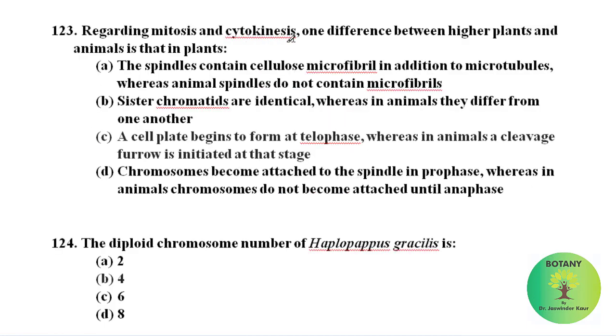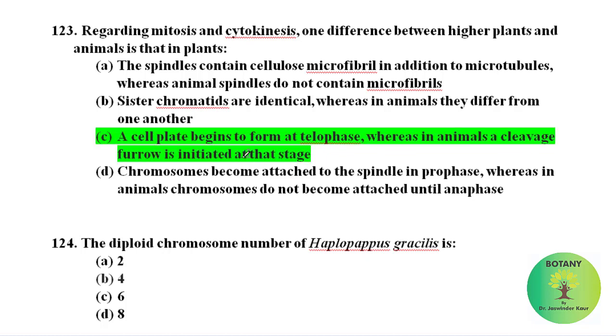Regarding mitosis and cytokinesis, one difference between higher plants and animals is that in plants the cell plate begins to form at telophase, whereas in animals a cleavage furrow is initiated at this stage. In case of plant cells, a cell plate begins to form at telophase, and in animal cells a furrow is initiated in this stage.